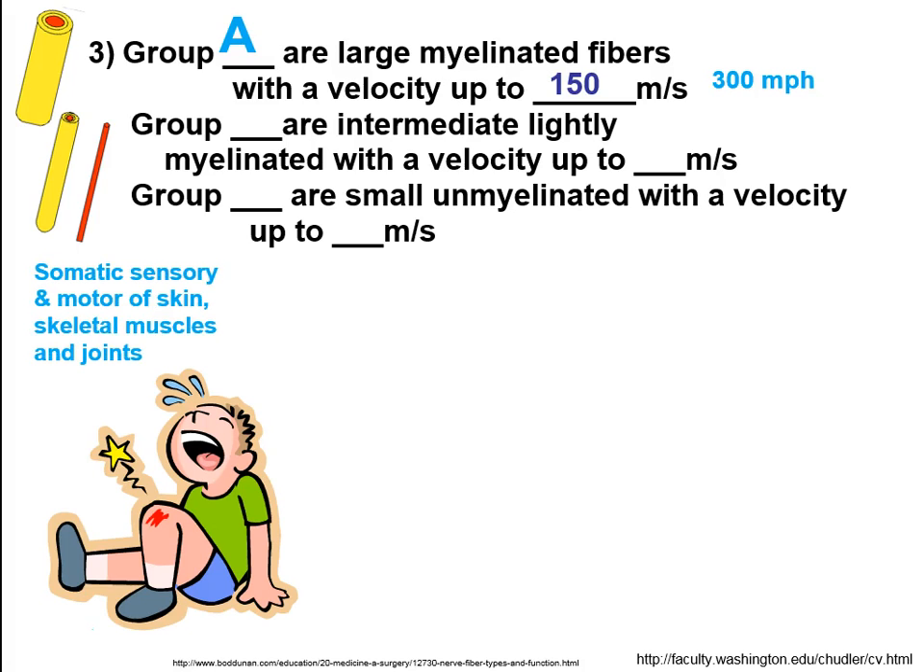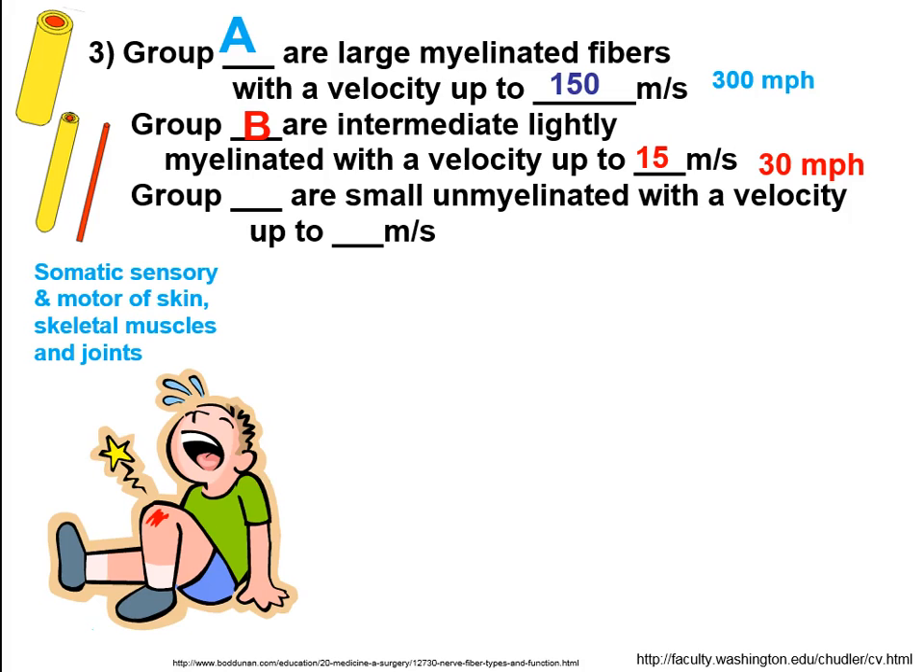Group A, I'm sorry, that would be like somatic sensory to the skeletal muscle, motor of the skin and skeletal muscles and joints. Group B are intermediate in size and they're lightly myelinated, and they're going to send an impulse 15 meters per second, which would be about 30 miles per hour.